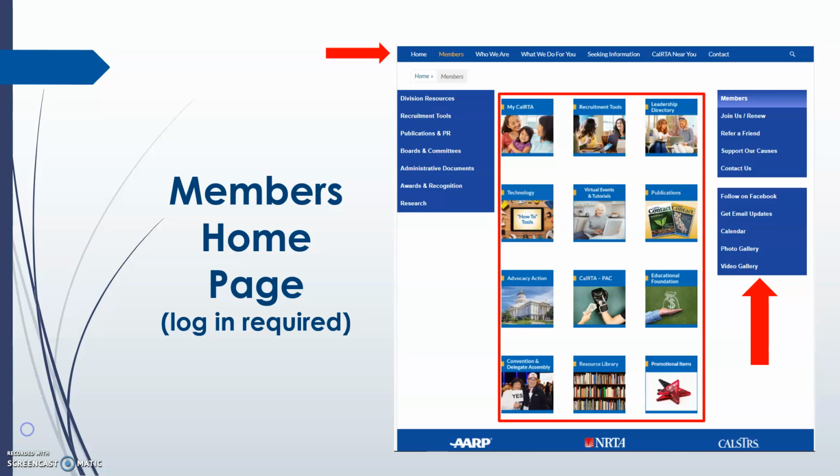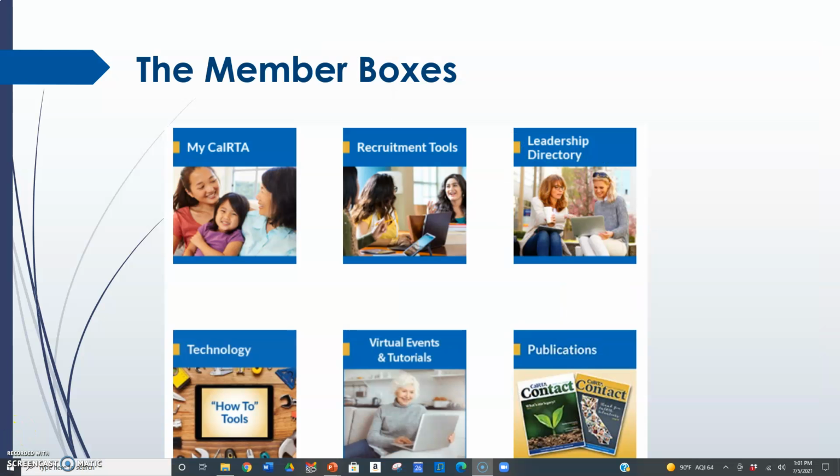You'll see a set of 12 boxes in the middle of the page. Most of these are different from the ones on the CalRTA homepage, and you'll find a blue menu on the left with additional links. Let's take a look at the first set of 6 boxes.